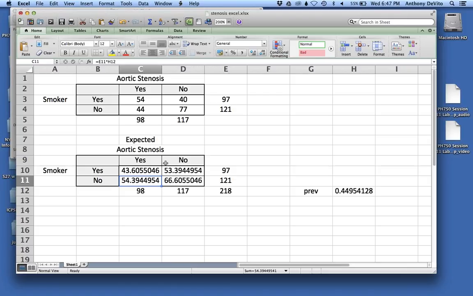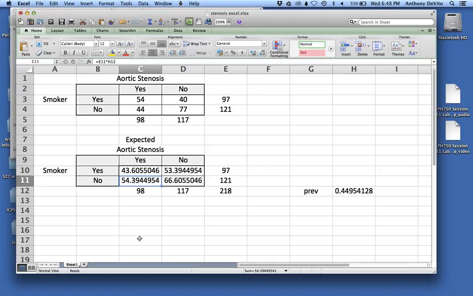Now, the thing is that if this is my expected rate, and I did a survey like this, I randomly selected people from this at-risk population, I wouldn't expect to get exactly the same numbers as my expected values. In fact, I can't get the same numbers because they're fractional.